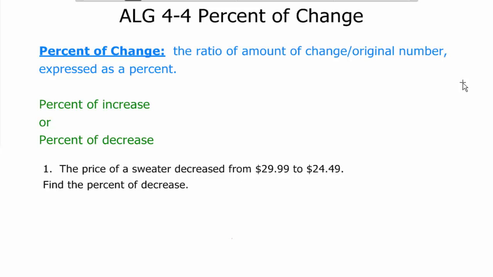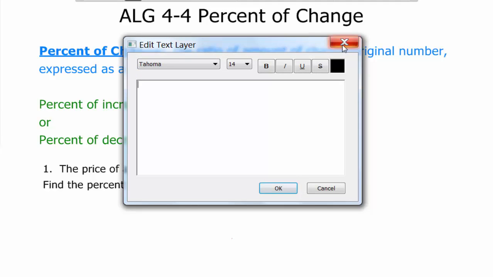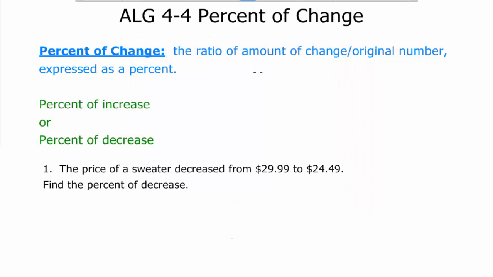Okay, today we're going to do percent of change. Percent of change is the ratio of the amount of change over the original number, expressed as a percent. Sometimes we write the amount of change as a triangle, amount of change over original. And we'll do some examples. It can be a percent of increase or a percent of decrease.